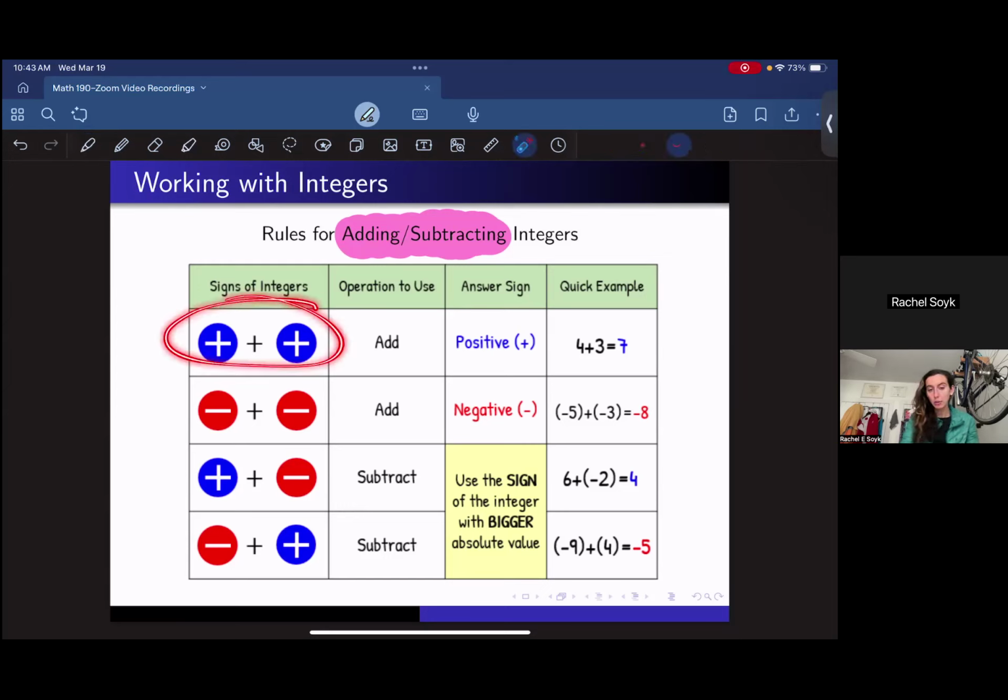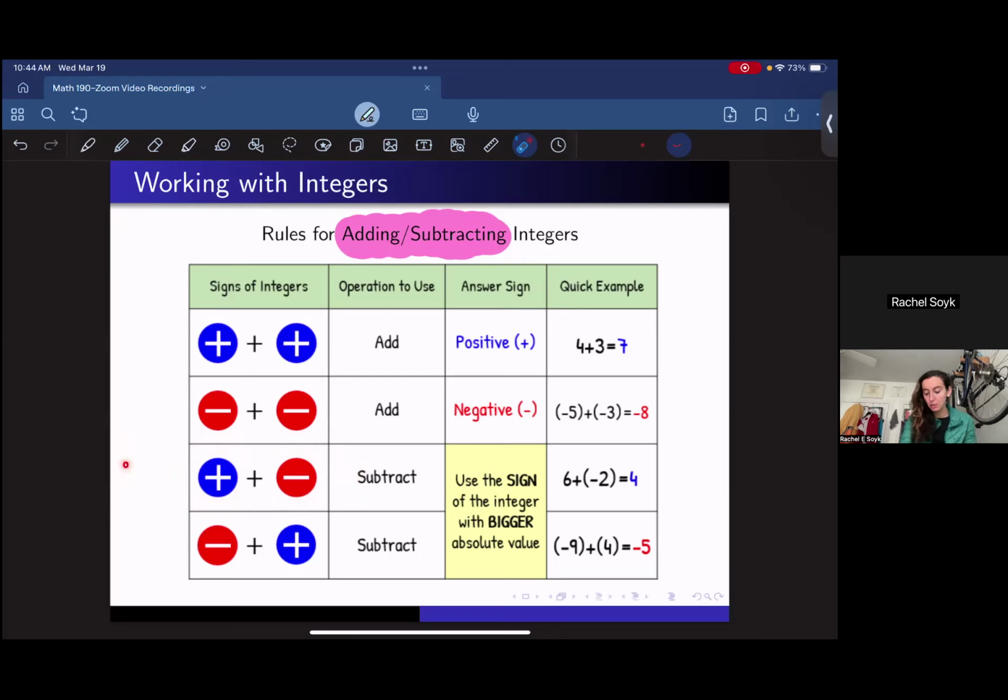Anytime you're adding two positive integers to one another, it's going to stay positive. Anytime you're adding two negative signs to one another, it's going to stay negative. Remember, we're adding and subtracting here. We're not multiplying or dividing. Multiplying and dividing, different rules. Anytime you're adding a positive integer to a negative integer, it's important to know which of the values is larger, taking away that operation symbol.